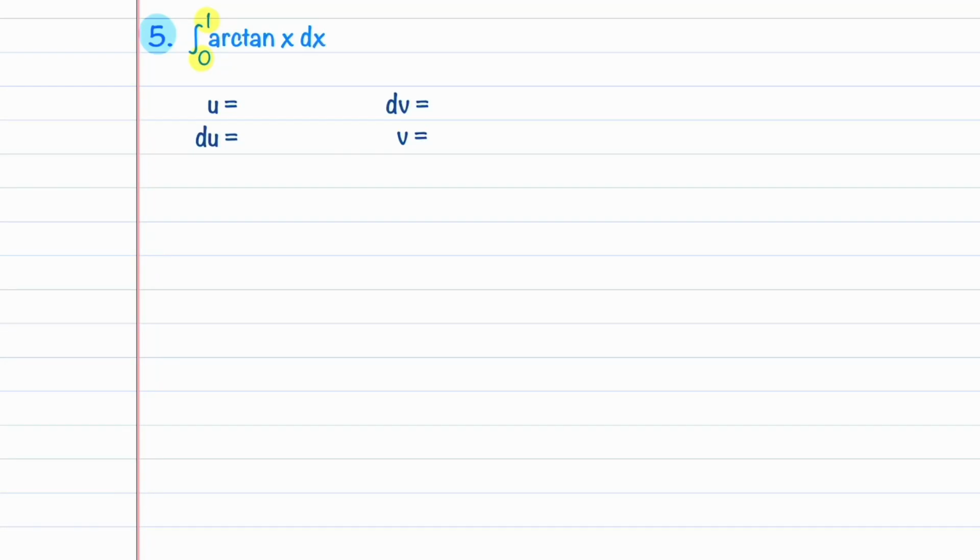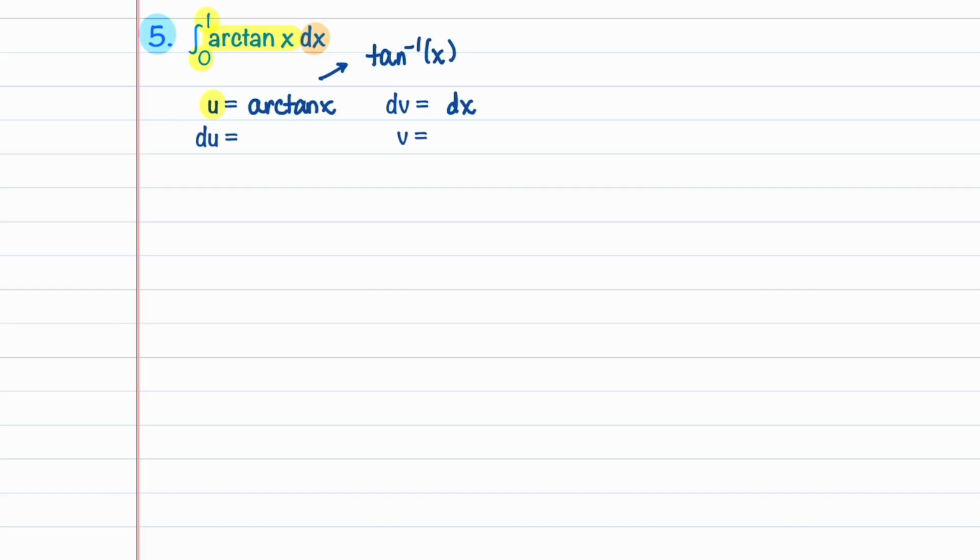Let's start by choosing u. We're going to choose u to be arctan x. You may recognize this function as inverse tan x. It's written both ways. And then dv is what's left over, and in this case, that is dx.